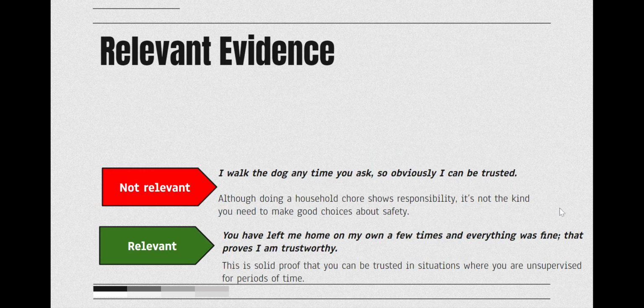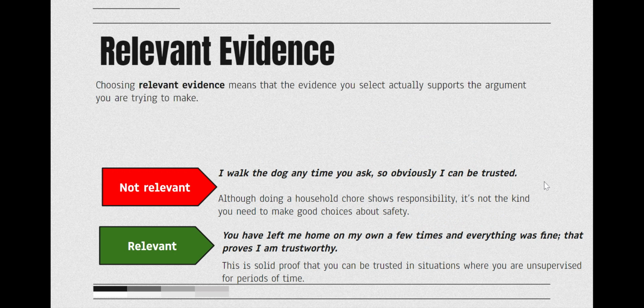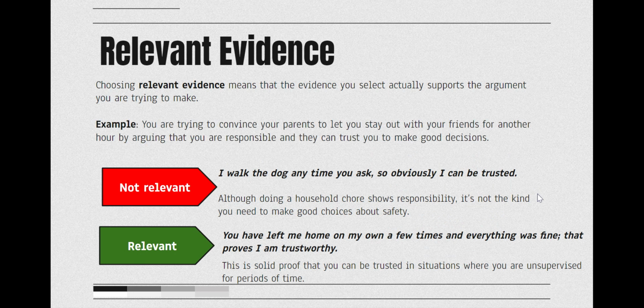So when we're thinking about choosing relevant evidence, okay, we want to make sure that the evidence we're pulling actually supports the argument we're trying to make, right? And evidence that is not relevant may still be on the same topic, but it doesn't prove the point that you're trying to make. So let's look at this example here. Imagine that you're trying to convince your parents to let you stay out with your friend for another hour by arguing, here's our claim, that you are responsible and that they can trust you to make good decisions.